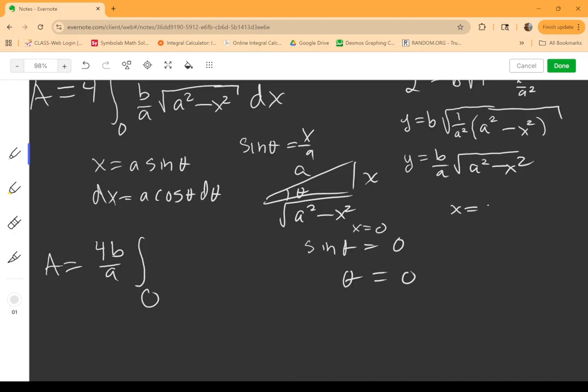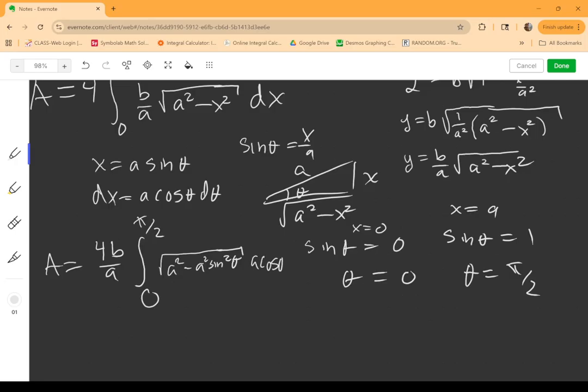When x is a, we get sine of theta is equal to 1. And due to our angle restriction, theta is pi over 2, right? That falls within the range of pi over 2 and negative pi over 2. So that becomes our new limits of integration. Okay, so now plugging in here, square root of a squared minus a squared sine squared theta, and then our dx was a cosine theta d theta.